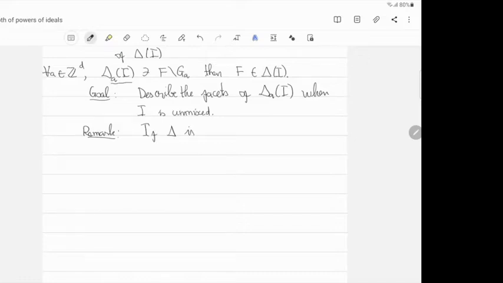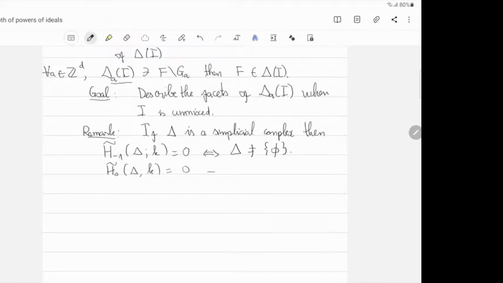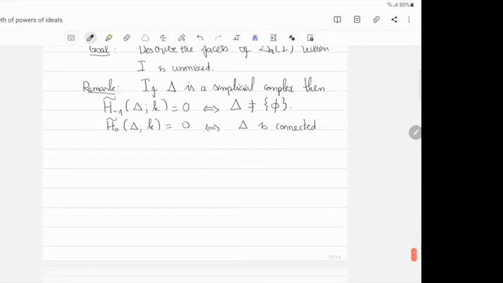If delta is a simplicial complex, then you can compute the minus one reduced simplicial homology, and this will be zero if and only if delta is not the complex with only one face, which is the empty set. And the degree zero homology vanishes if and only if delta is connected, meaning every two vertices of delta are connected by a sequence of one faces.